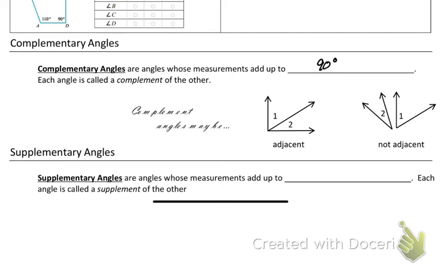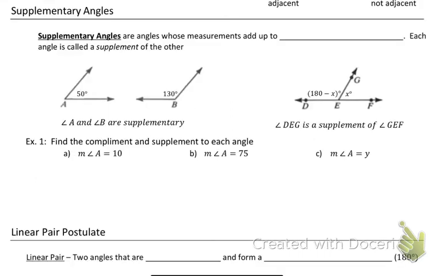So that's what complements are. We could say they're complementary angles or they're complements of each other. Each angle is called a complement of the other. The next word we're going to learn is supplement. Supplement is the same thing as a complement. The only difference is now they're going to add up to 180 degrees.